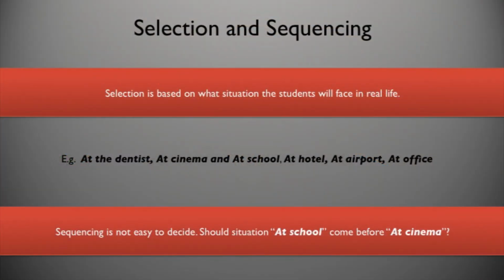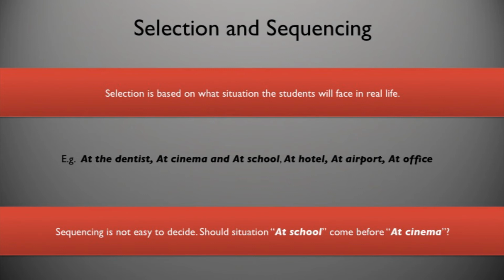Selection is based on what situation the students will face in real life. So the syllabus designer will list the situations that students need. For example, depending on their age and also their level of proficiency, the designer will list several situations, for example, at hotel, airport, office, or at cinema.